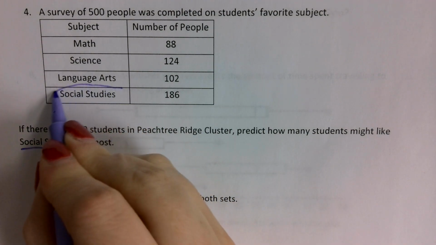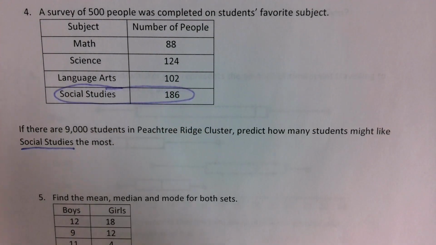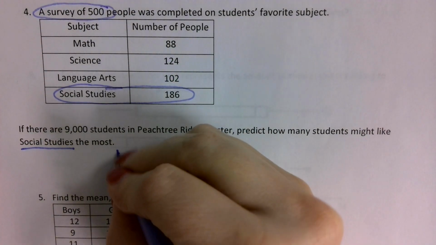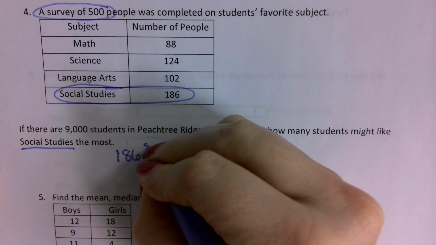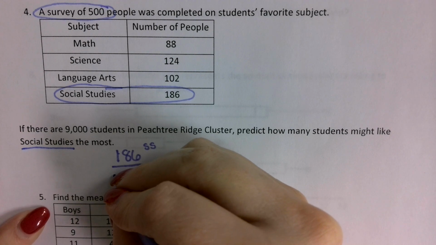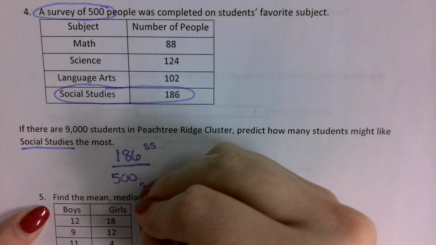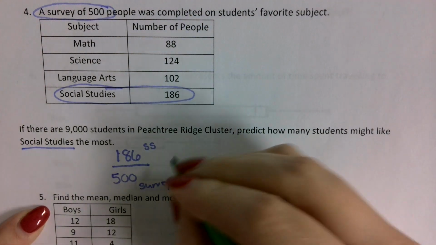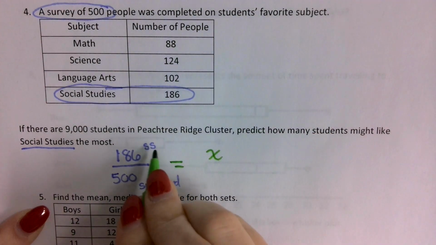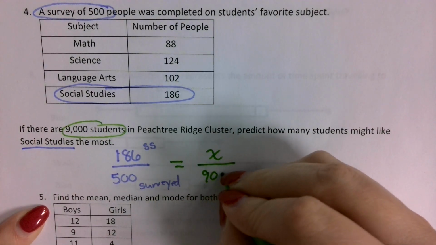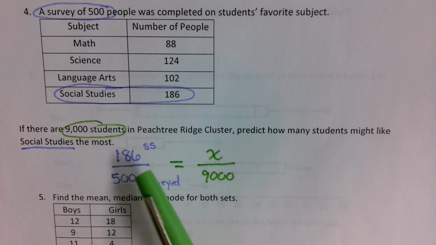So that means I'm going to set up a proportion of 186 out of the 500 people that were surveyed. We have 186 people who prefer social studies out of the 500 people that were surveyed. We want to know how many want social studies out of the 9,000 people that are in that cluster. Okay, so we've got 186 over 500 equals x over 9,000.